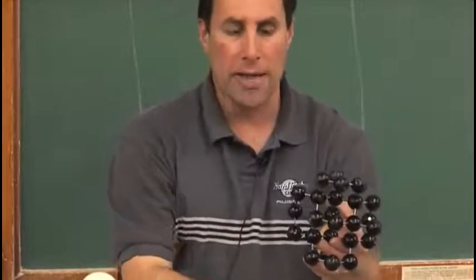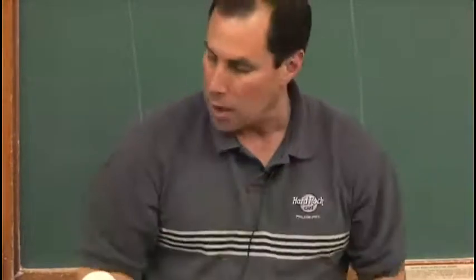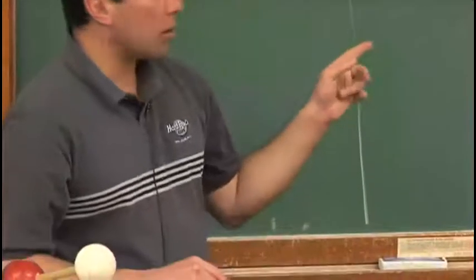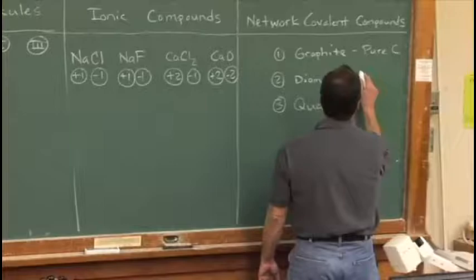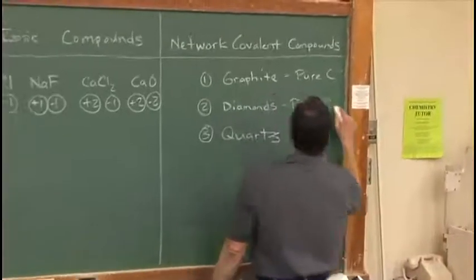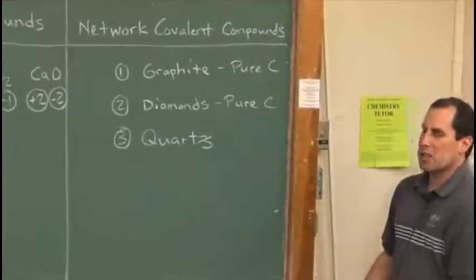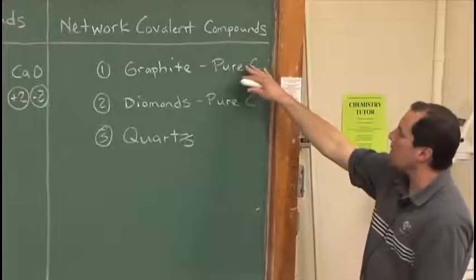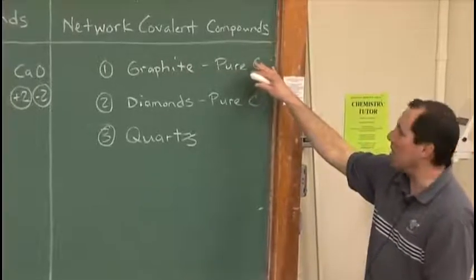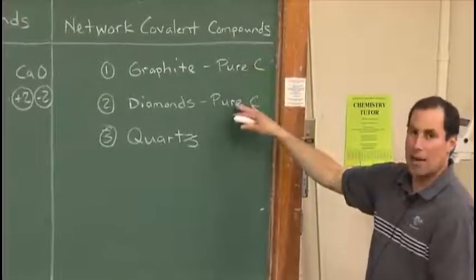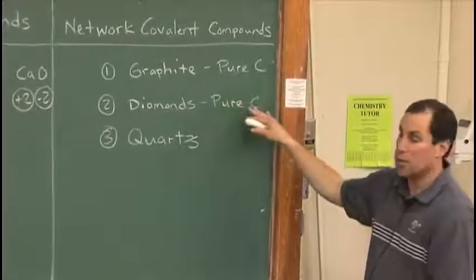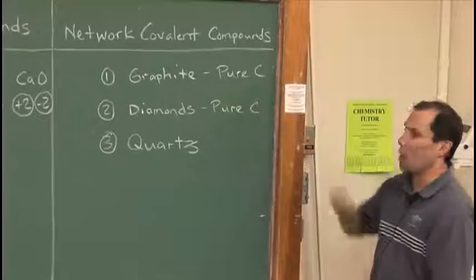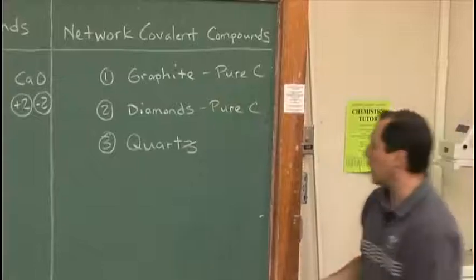Pure carbon, graphite. Pure carbon, diamond. Let me write pure carbon next to diamond, but also point out the third one is quartz. So next to diamonds, pure carbon as well. And people have said things like, well, graphite is stable, and what the Earth has done over years is heated it up and pressurized it into this configuration, diamonds. Quartz is not pure carbon, but it is a network covalent compound.